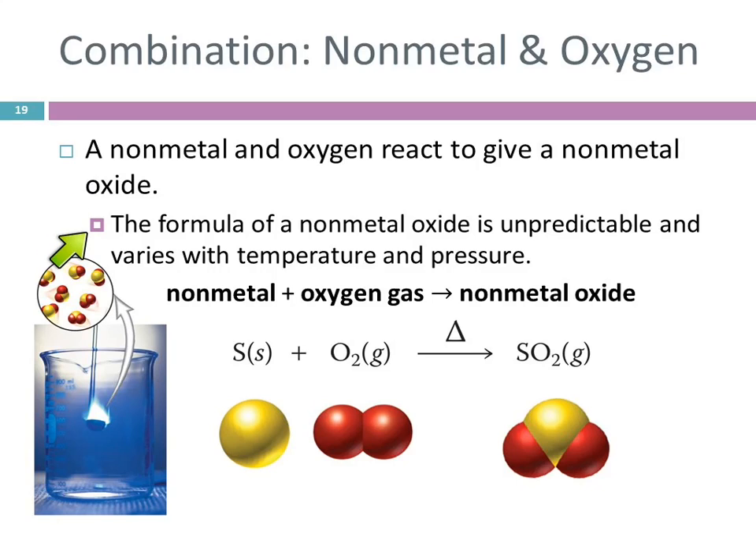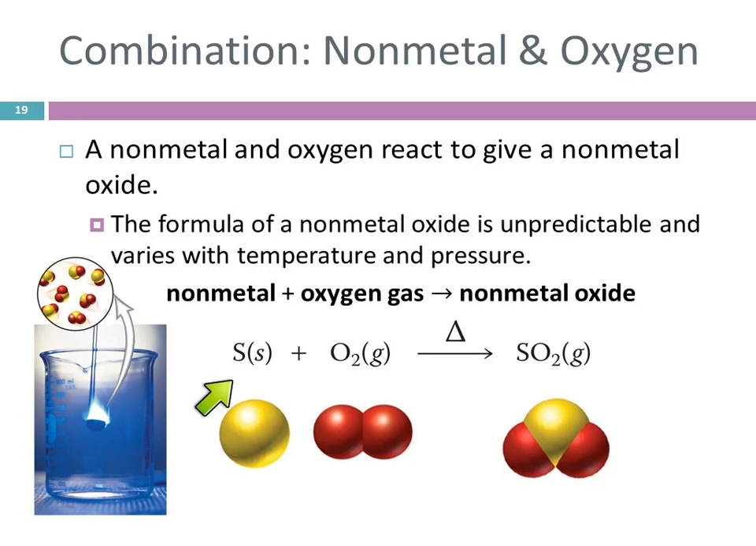The formula of that oxide is unpredictable and can vary with temperature and pressure. So you can't even say, okay, carbon and oxygen always do this, nitrogen and oxygen always do that. It can depend on several different factors. The general form here is the nonmetal plus oxygen yields a nonmetal oxide. Because these are unpredictable, if you are asked to write an equation, we have to give you some sort of information about what the product is.